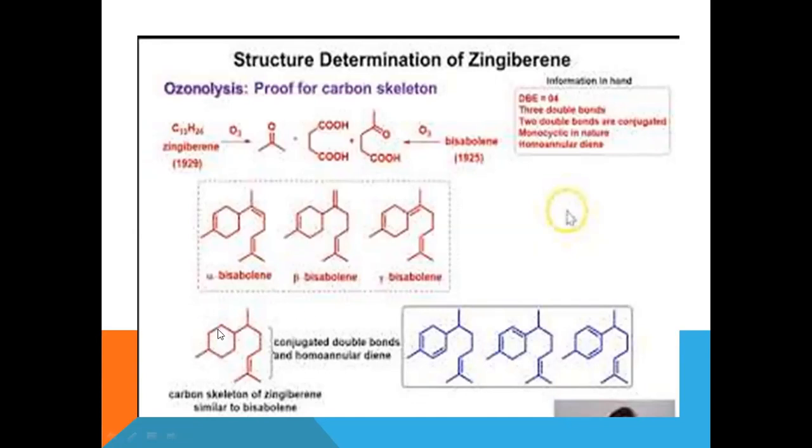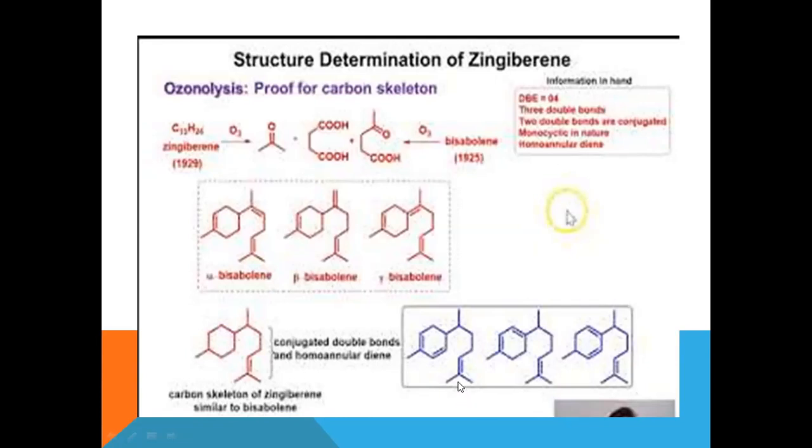We already know that there is a 6-membered ring. And the last one is very, very important. It is a homoannular diene. Diene means having 2 double bonds, and these 2 double bonds are present in the same ring. That means we came to know that there are 3 double bonds. 1 double bond is present here. The other 2 double bonds must be present in the cyclohexane ring. That's why it is called a homoannular diene. Homo means same. Annular means ring having 2 double bonds.